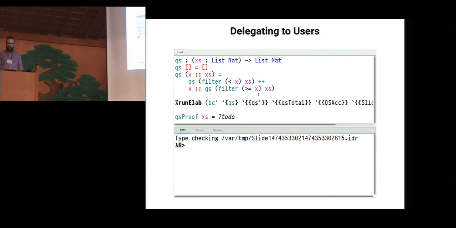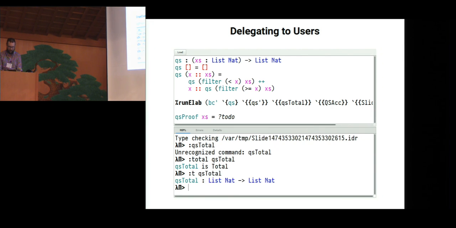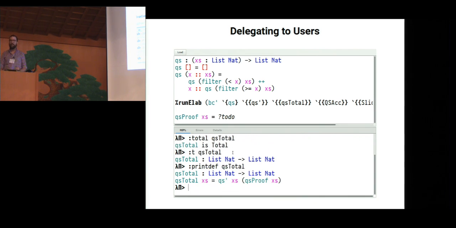Furthermore, in a language which is designed for interactive construction of programs together with its users, we may want to delegate some further task to users. Note that I did not actually prove that QS ACK was inhabited for all possible arguments. So here, I can spit out an improved version, which is called QS total. And we see that that is recognized as total. Its type is the one that we would expect. And when we print the definition of it, we see that it simply calls this auxiliary QS proof, which is left as an obligation for the user.